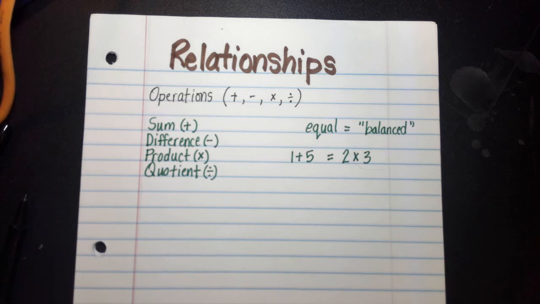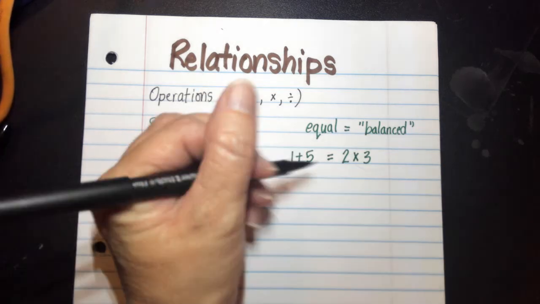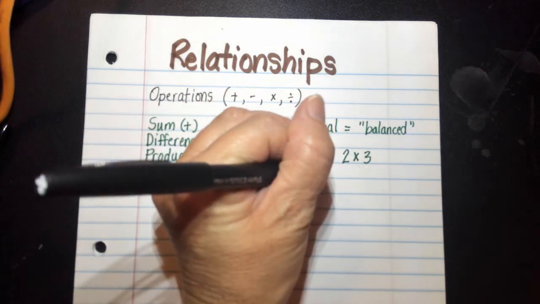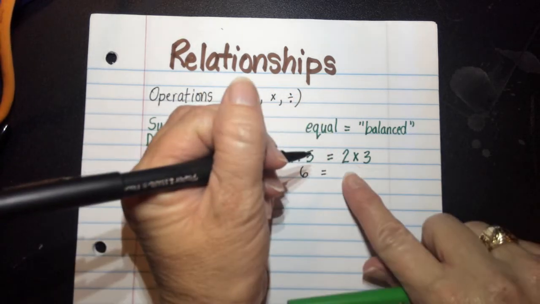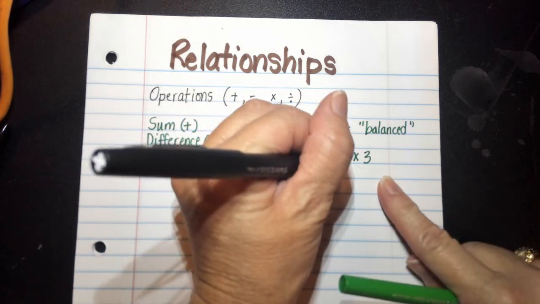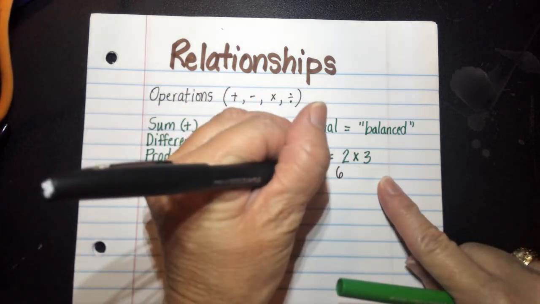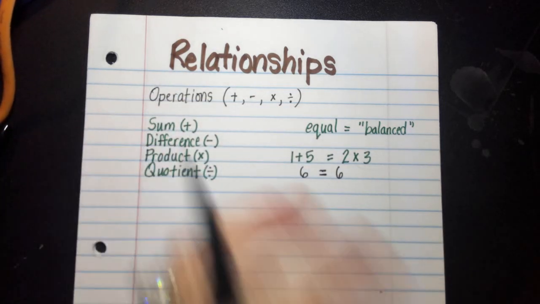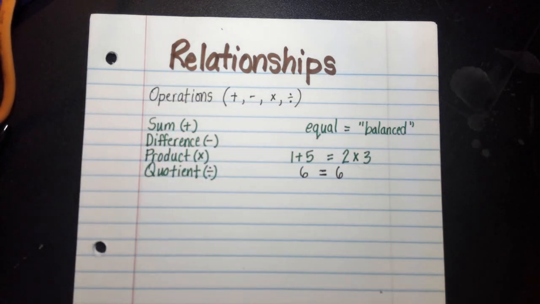Because when I think about what is the answer to 1 plus 5, I'm going to get 6. And when I think the answer to 2 times 3, I can think about that answer being 6, and those are balanced. So remember, that equal sign means that we're balanced, we're the same on both sides.